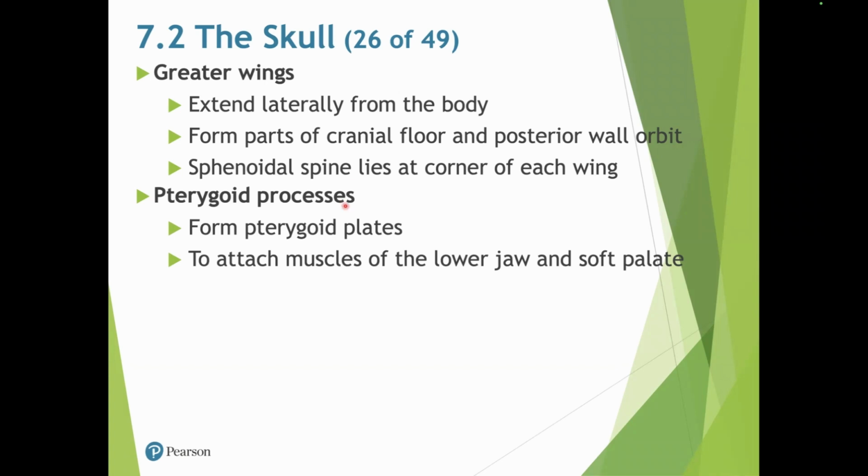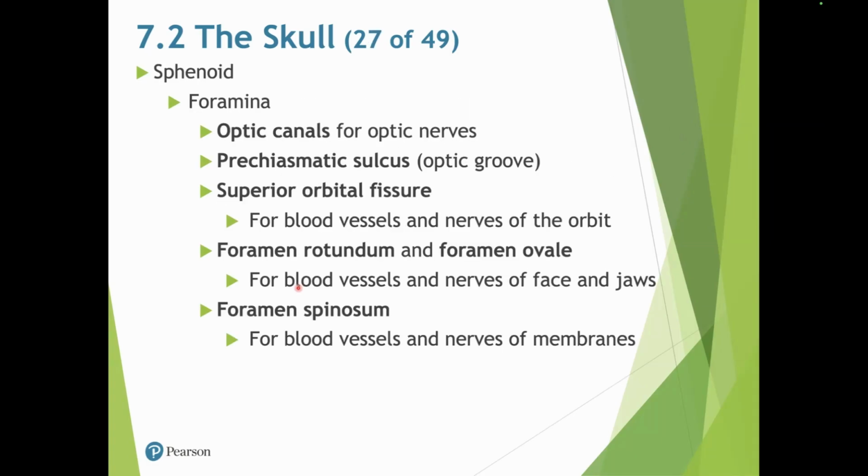Then you have something called the pterygoid process. Think about a pteranodon, right? What does a pteranodon have? These extensions of its arms. And so the pterygoid processes are going to form pterygoid plates, which are going to serve as attachment for muscles to the lower jaw and the soft palate. Wow, the sphenoid seems pretty important. What do you think?